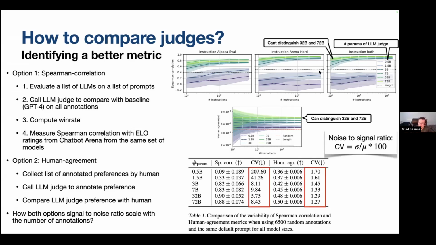Okay, so that's a definition of the signal to noise ratio, coefficient of variation. So we identify this metric. It's good, it's cheaper. It's the same number of annotations. We get something that's much cheaper, but it will still be expensive to do a brute force over all 4,000 judges.